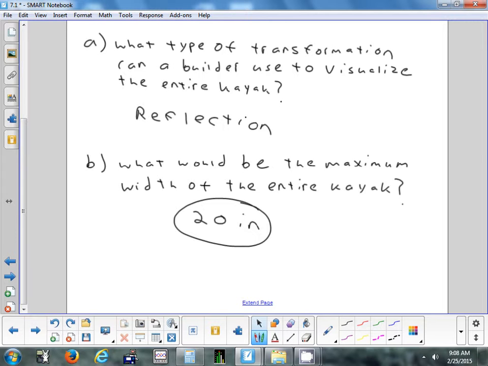Okay, so that's kind of a quick introduction to transformations. What we're going to do basically for the next 3 days is we're going to spend 1 day on each transformation. Okay, we'll do reflections tomorrow, and then we'll do rotations the next day, and then we'll stop because we have our test, and then the next week we'll pick up with the rest.